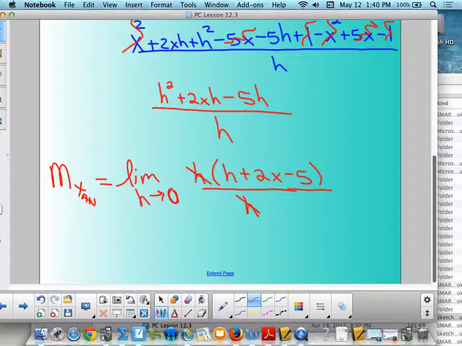Direct substitution, if you put the 0 in there, guys, what's left? 2x minus 5 is the slope of any tangent line to any point on that curve, right?